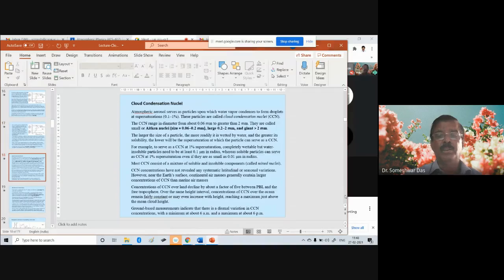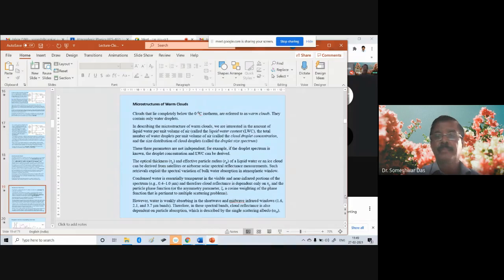We also discussed the cloud condensation nuclei, CCN, and various sizes of the nucleus, called the Aitken nuclei, the large nuclei and the giant nuclei, based upon their sizes. These things we discussed in the last class. We also talked about the microstructure of the warm clouds, which we also discussed in the last class.